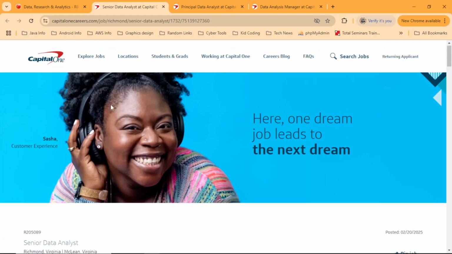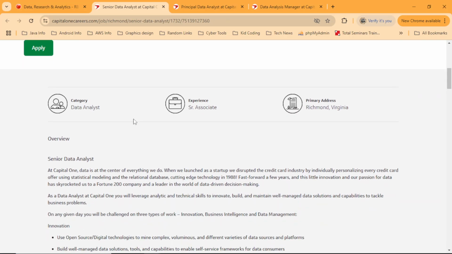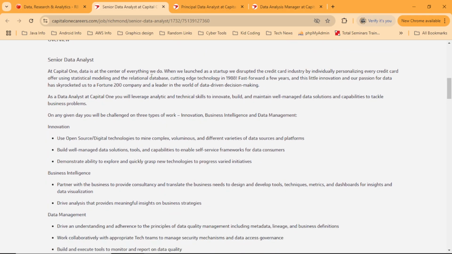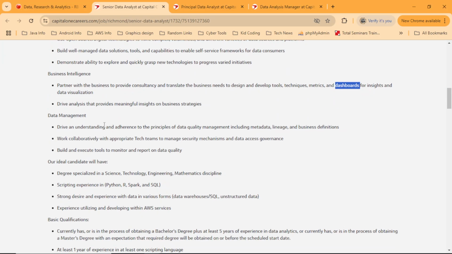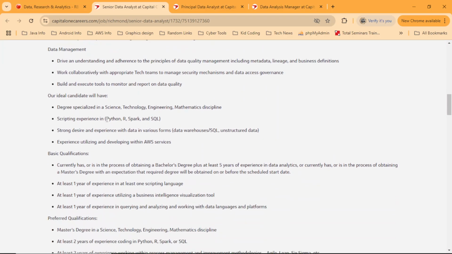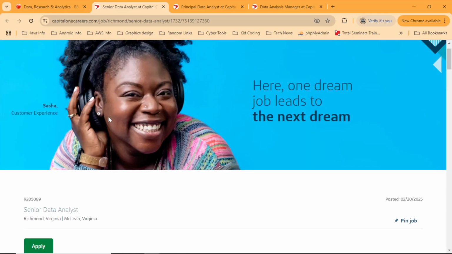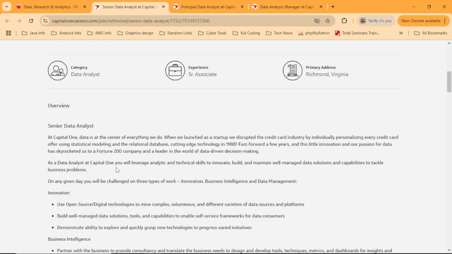So the next thing we'll go to is a senior data analyst, and this is for Capital One. It talks about business intelligence, developing tools, techniques, metrics. Again, here's that word dashboard. If you look at these, you're going to start seeing the same thing repeated over and over: dashboard, data visualization, data management. Here it is. This time they threw in R, Spark, SQL. So there's a little bit more here. Again, this is higher level, senior data analyst, exactly.